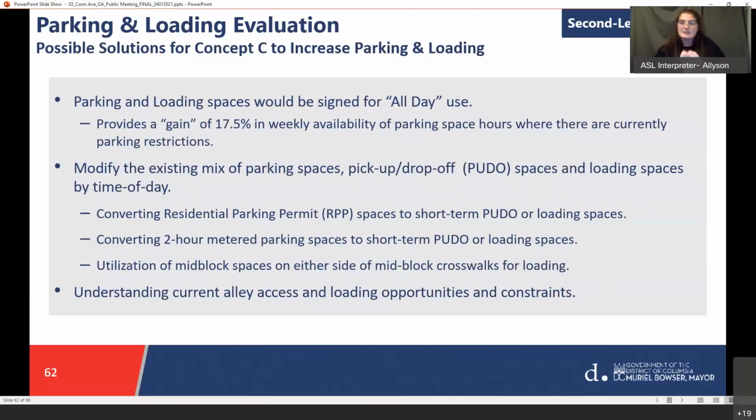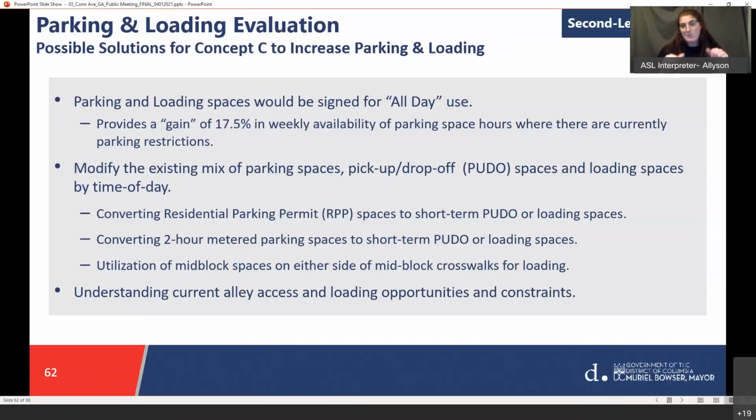Understanding that Concept C has a greater impact on parking and loading as compared to Concept B, we looked at possible solutions to increase the parking and loading for Concept C. One is that we can have those spaces that are retained available all day long. This provides a net gain in terms of the total weekly availability along the corridor as compared to what the current restrictions allow.